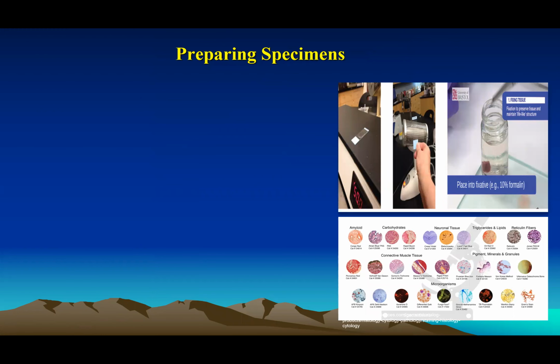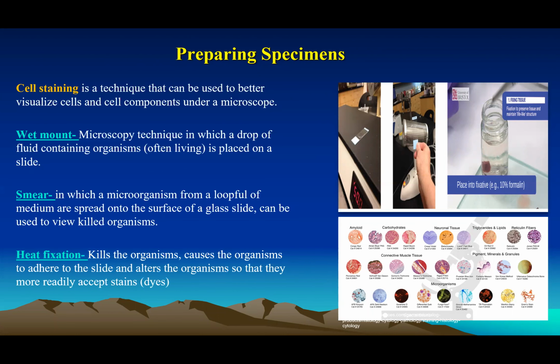So how do you prepare a specimen for staining? Cell staining is a technique that is used for visualizing the cell in a microscope. A wet mount is a technique where you will take a drop of a fluid containing the organism on a slide. And then a smear is, you would take a loopful of microorganisms, and then you would spread it on a glass slide. And then you fix the microbe. It's called heat fixation, so that it can adhere to the slide and then it can accept the stain.